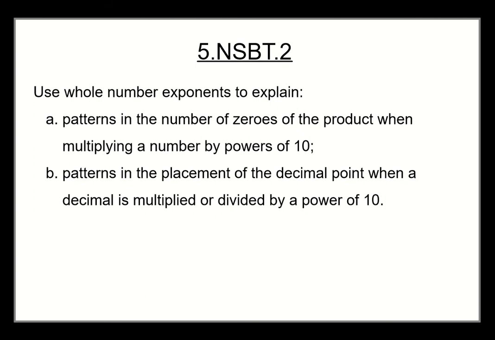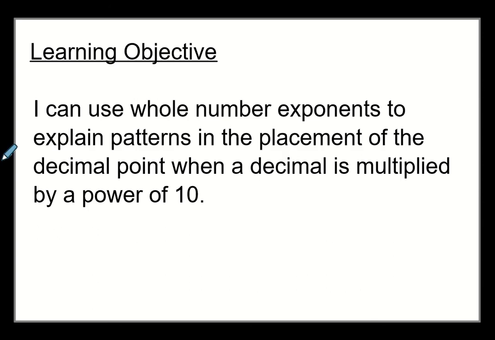Our standard that we're focusing on is 5.NBT.2, specifically indicator B. That reads as: use whole number exponents to explain patterns in the placement of the decimal point when a decimal is multiplied or divided by a power of 10. For our purposes today, we're focusing on the multiplication side of this indicator. Our learning objective reads: I can use whole number exponents to explain patterns in the placement of the decimal point when a decimal is multiplied by a power of 10.